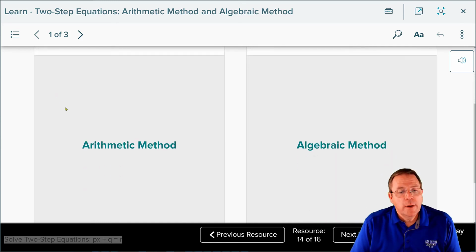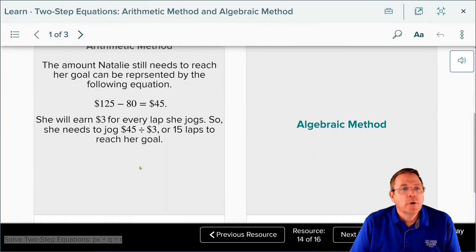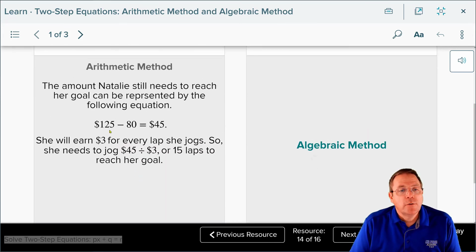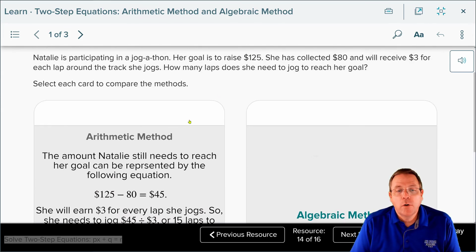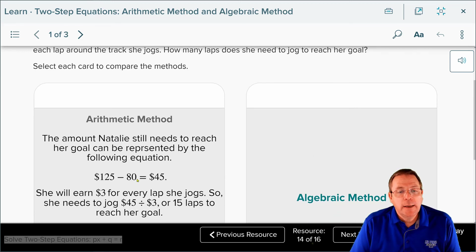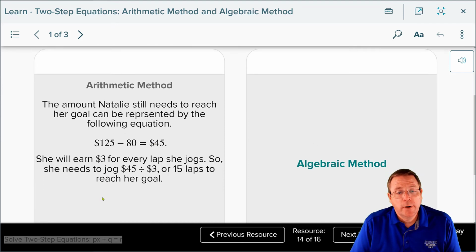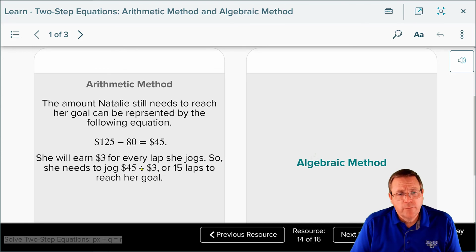Well, if you were to use the arithmetic method, it would end up looking something like this. They took the $125 goal minus the 80, and that gave them $45. And then from there, they acknowledge that, for every lap she does, she gets $3. So they divided the $45 by 3, and that gave them 15 laps, which was her goal.